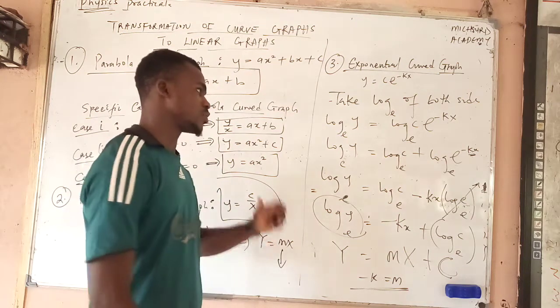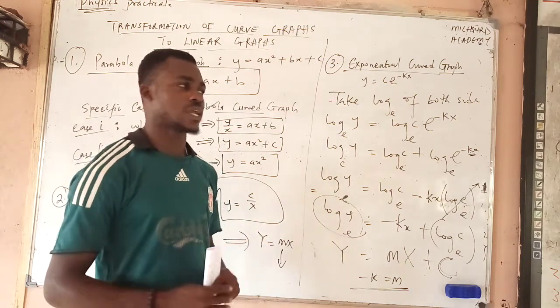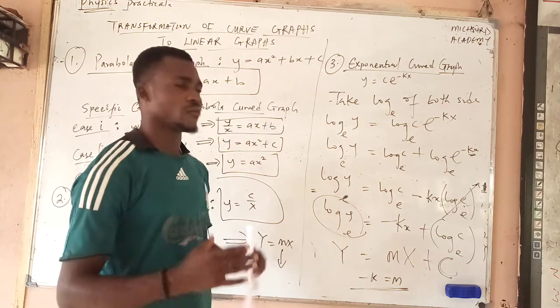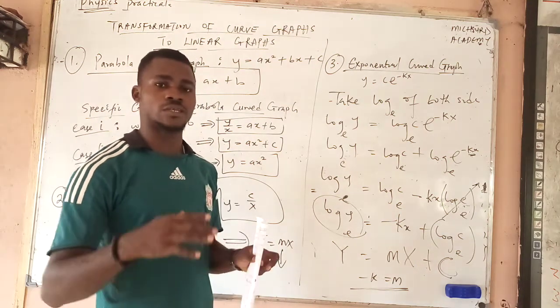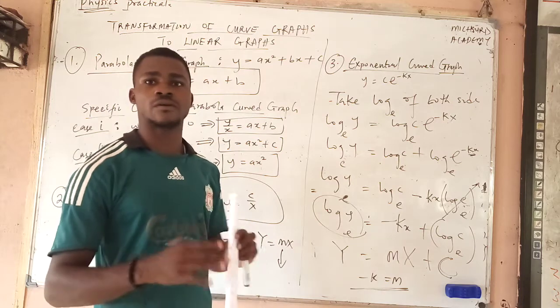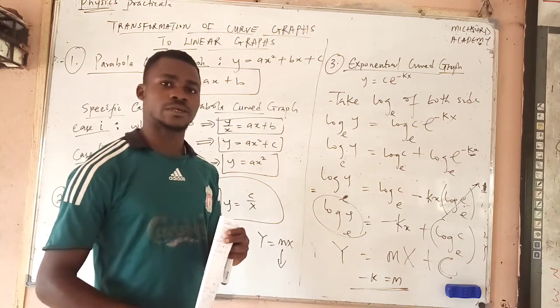Okay, so we are going to stop here for today. In our next class, we'll look at how we can find the error in the slope and then the error in the intercept. Okay, so thank you.